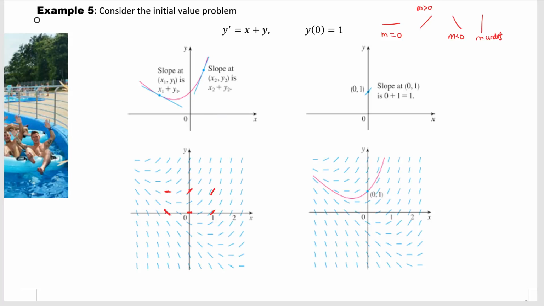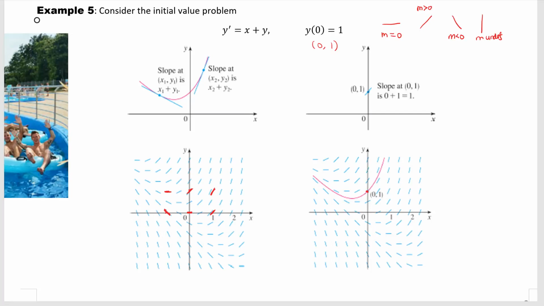So at each point of the xy plane, we can plug the point into our slope function, get the slope, and draw a little line segment to indicate the slope at that point. After you do this for all the points on the xy plane, you get this picture. Now, let's look at our initial condition, y of 0 equals 1. This means x is 0, y is 1, so we're at this point.